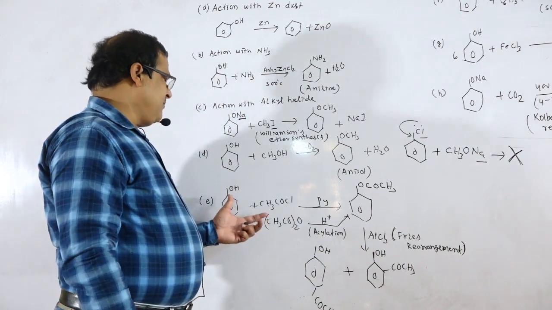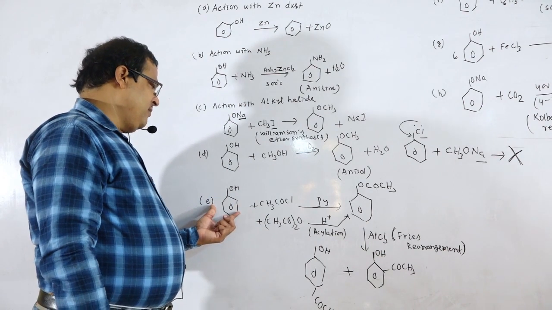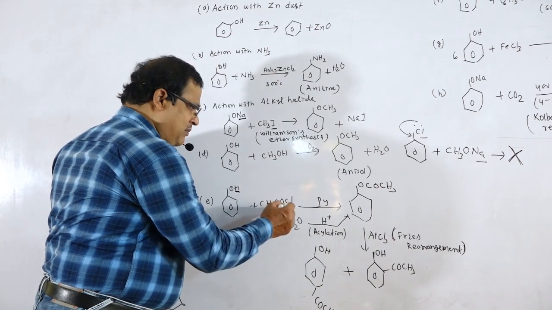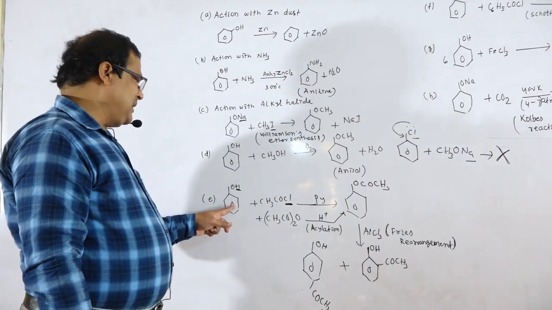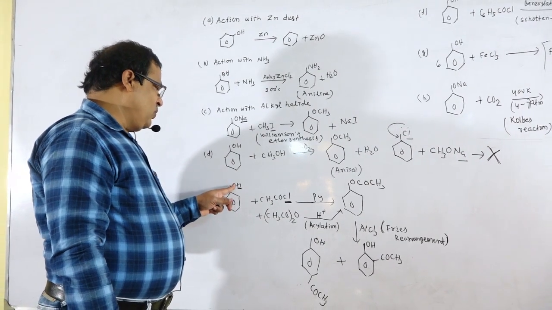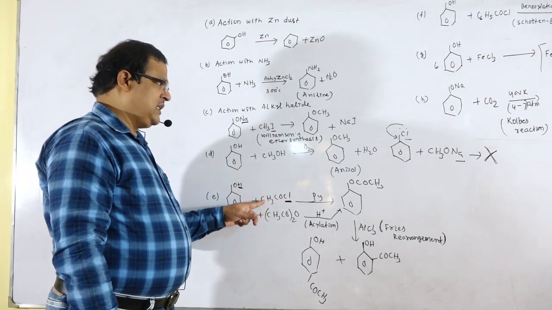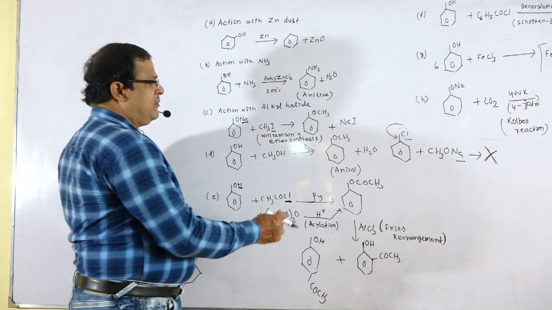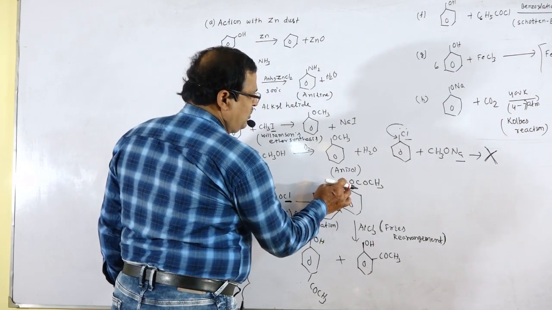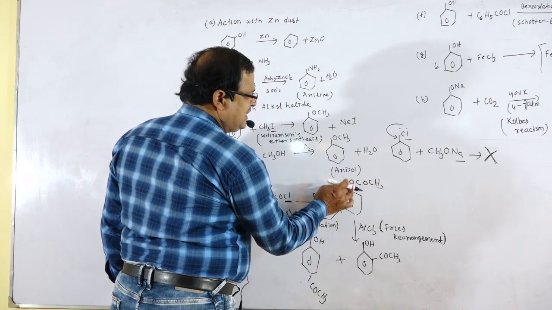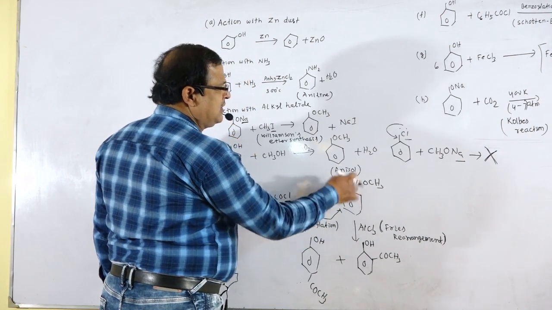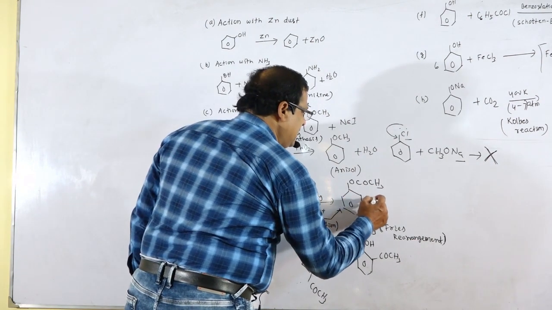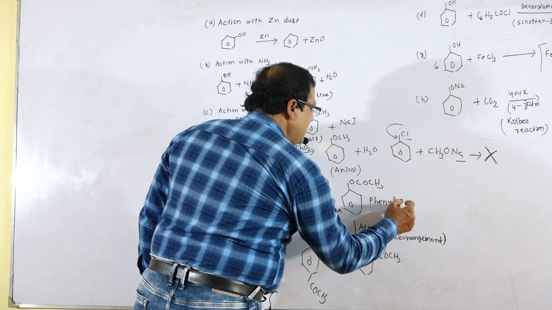So in this reaction of phenol with acid chloride, the H part and Cl part are removed in the form of HCl. So the benzene ring is attached with OCOCH3, and this has the formula CH3COOH, that is acetic acid, where H is replaced by the phenyl. So this is the formula for phenyl acetate. This product is known as phenyl acetate.